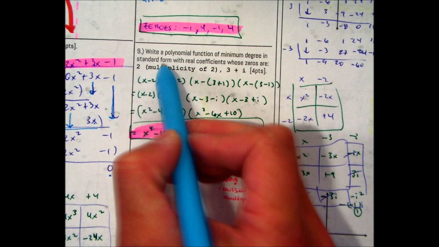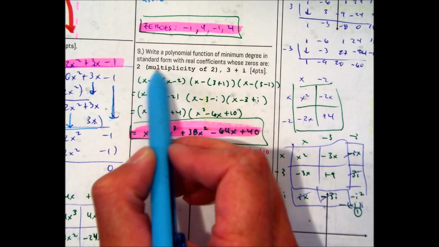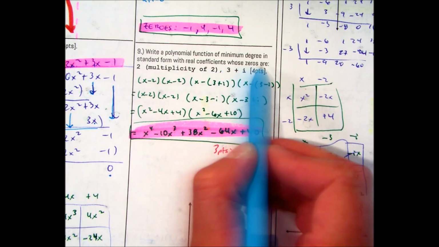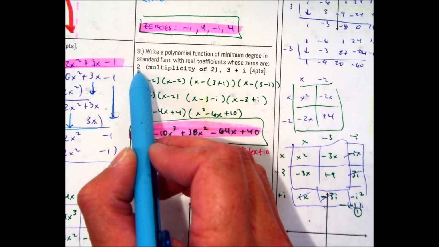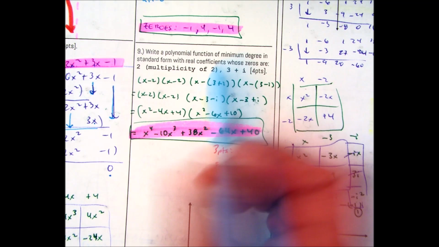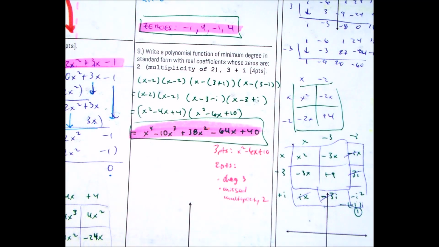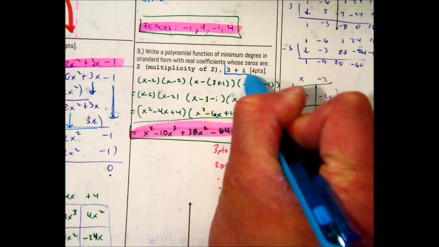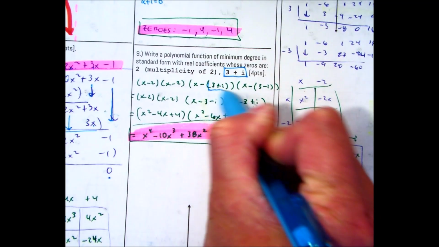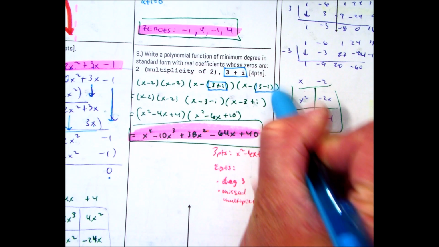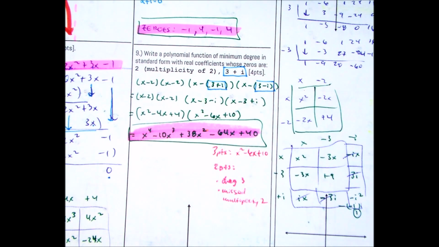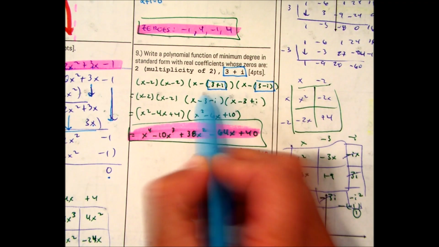Write a polynomial function of minimum degree in standard form with real coefficients whose zeros are 2, and this 2 has a multiplicity of 2, and 3 plus i. Well, 3 plus i has a conjugate. 3 plus i, its conjugate is 3 minus i. Okay, I have 2 zeros so far.